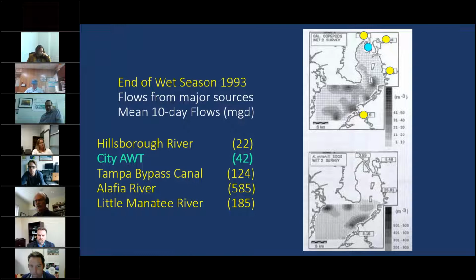The low value for the Hillsborough River is very unusual for this time of year, as flows did not resume over the dam until mid-September in 1993, which is when it increased rapidly. The 22 million gallons per day listed for the Hillsborough River is from Sulphur Springs, which flows to the river about 2 miles below the dam. Note that the flows from the Advanced Wastewater Treatment Plant and the Bypass Canal are at 42 and 124 MGD respectively. Also see the high flows for the Alafia and Little Manatee rivers. Next slide, please.